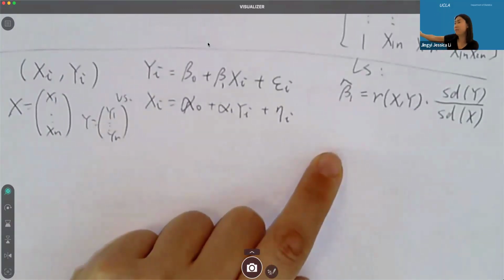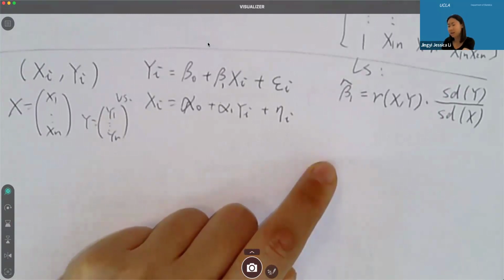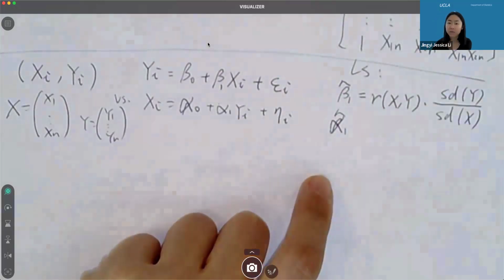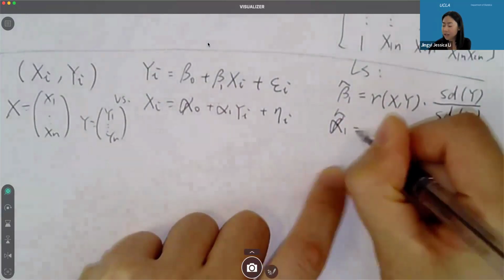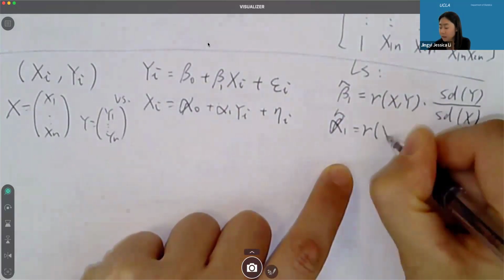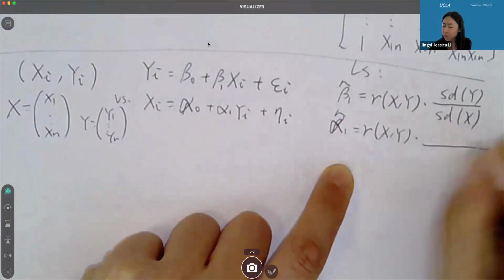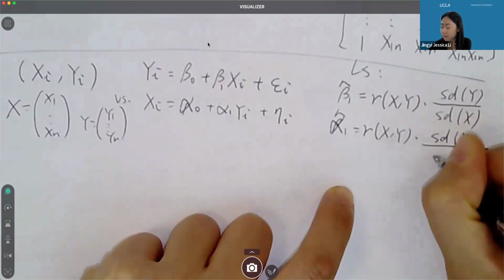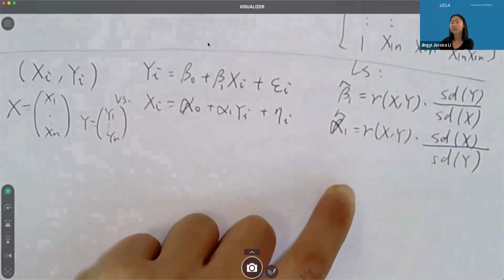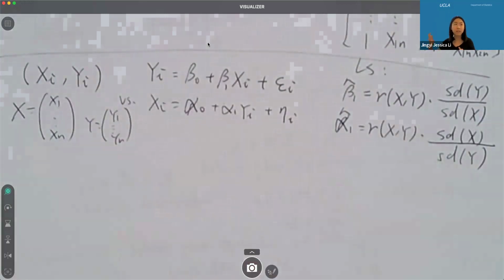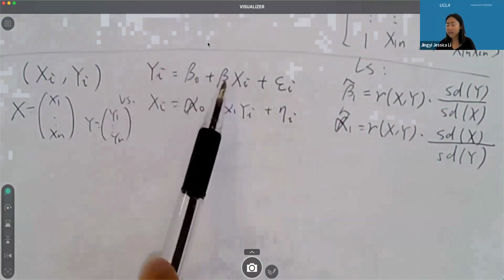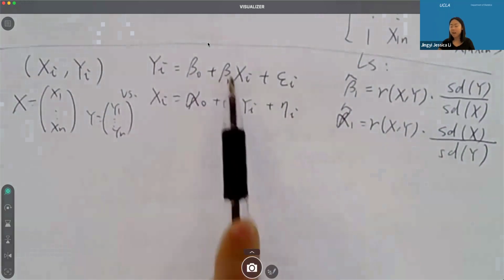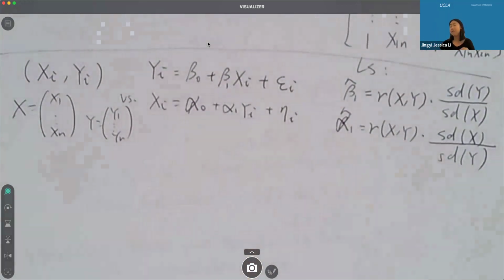And you can show that it's the same formula as the matrix form, x transpose x inverse x transpose y, same thing. And the alpha 1 hat for this second linear regression is still the Pearson correlation between x and y, but as we put x as the outcome, it's the standard deviation of x divided by the standard deviation of y. So what you can get out of it is that even though this is the effect of x on y, and this is the effect of y on x, beta 1 and alpha 1 are not the inverse of each other.